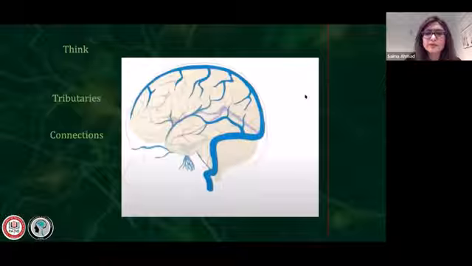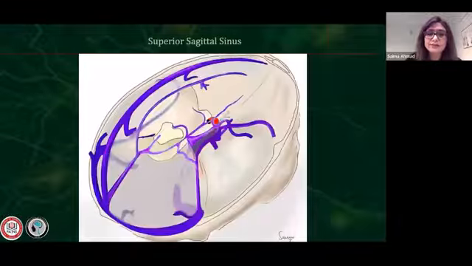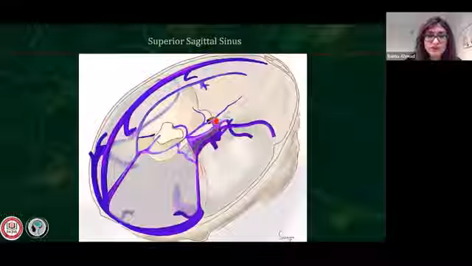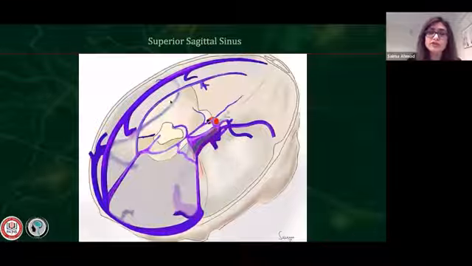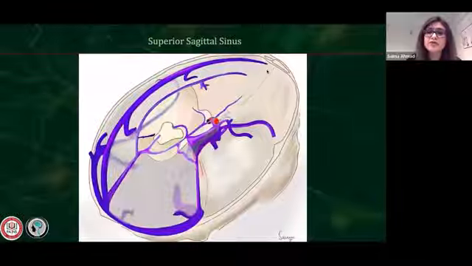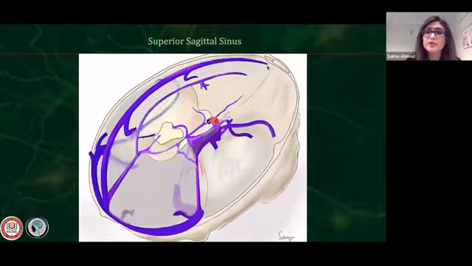So this is a very simple diagram which I made showing all 3 systems. So always think about the tributaries and the connections. I'm not so good at making these diagrams, but still I tried to make something for you. So we start with the superior sagittal sinus. The superior sagittal sinus begins from the foramen cecum, which is not visible here because it is only visible in babies. And then it goes all the way down to the torcula.